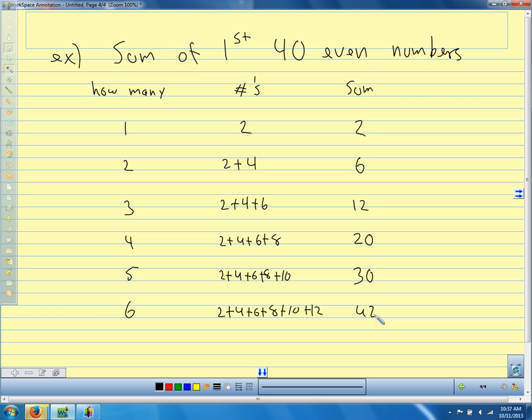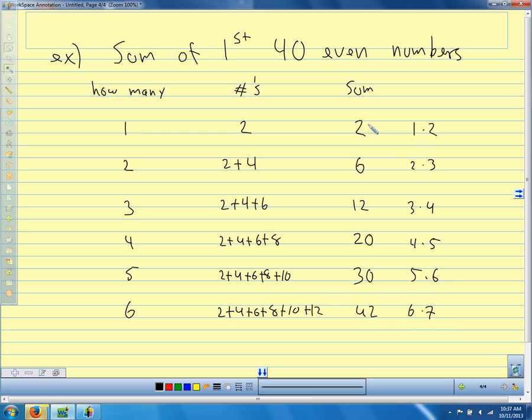So the pattern that we want to look for in something like this is something that relates to how many numbers we have. Because we're talking about the first 40, I'd end up with 40 down here. So we want to come up with a rule that has something to do with this number. For how many we do, 1 times 2, and then 2 times 3, 3 times 4, 4 times 5, and then 5, very nice.